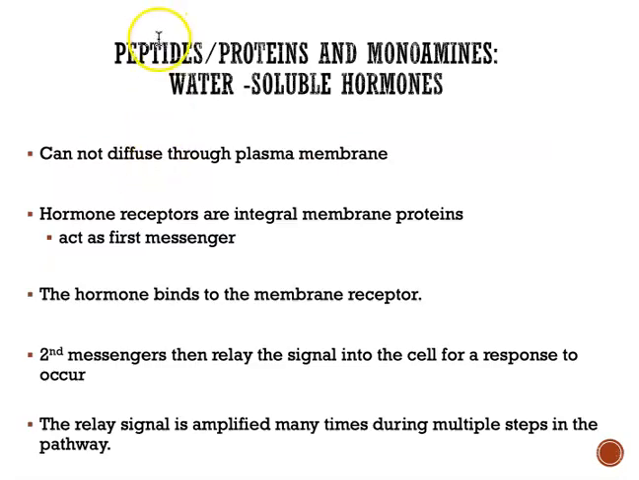So some key things in the peptide, protein, and monoamine hormones, these are water soluble. So they dissolve in the plasma, they travel freely, but this also means that they cannot diffuse through the plasma membrane. They can't get through there. So this means that in order for them to have any kind of effect, the receptor has to be located on the plasma membrane, right? It can't be inside the cell because these can't get across the cell membrane, so the receptor has to be where they can go, right?